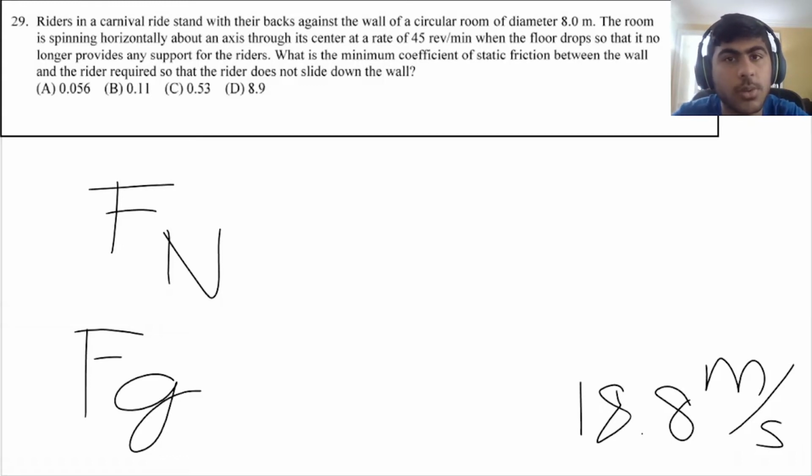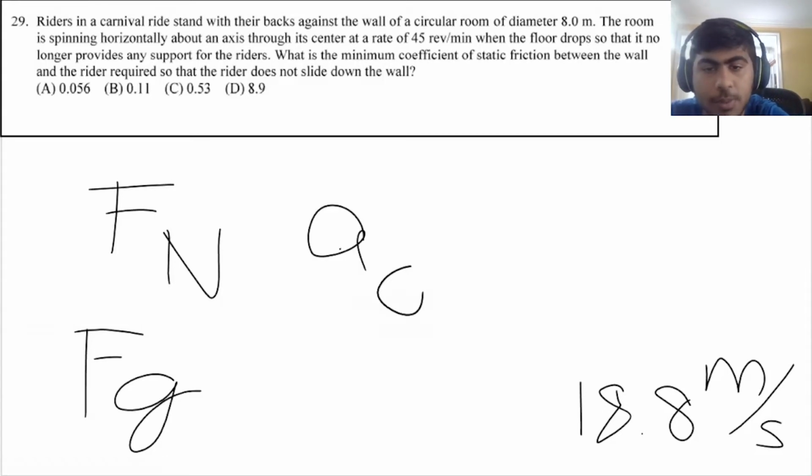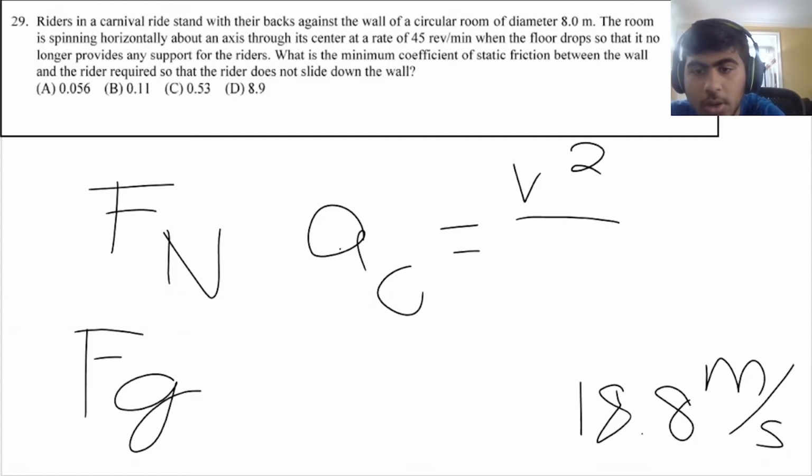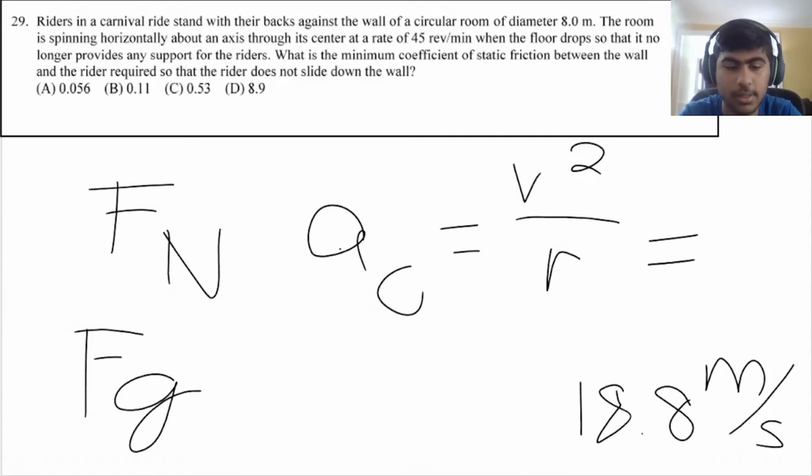Now we can use some of our circular motion equations. We have that the centripetal acceleration equals the velocity squared over the radius. Using our calculator again, we get 88.8.